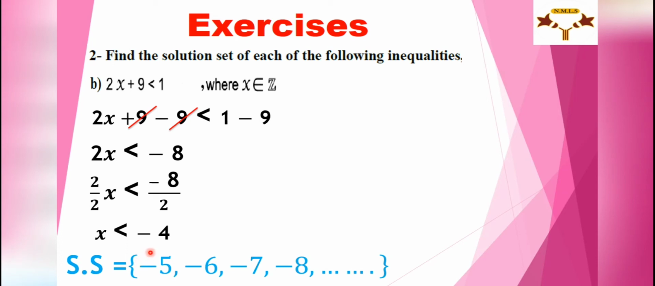So the solution set here is different from the solution set of the equation. The solution set of the equation has only one number, but in the inequality it could have one number, it could be phi, or it could have a lot of numbers. Just ask yourself, what are the numbers that are smaller than negative 4? Okay? Let's see another example.